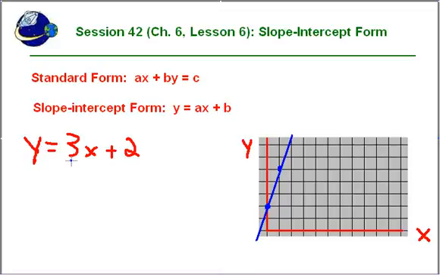Then if I take a look at my constant that's being multiplied by my x variable, it's a positive 3. Well, if I remember that slope is rise over run, and this is a positive 3, that means I'm going to have a positive 3 rise over a positive 1 run. So I can come to my first point here, which is my y-intercept, and I can go positive 3: 1, 2, 3. That's a positive 3 rise over a positive 1 run, and I can locate my second point right there and connect them, and there's my graph.